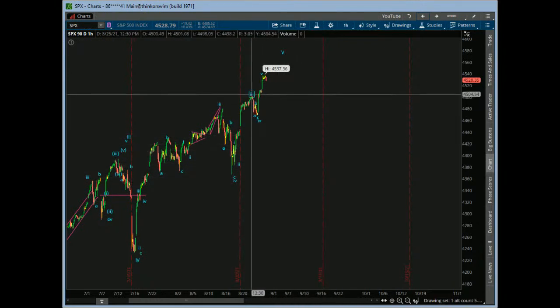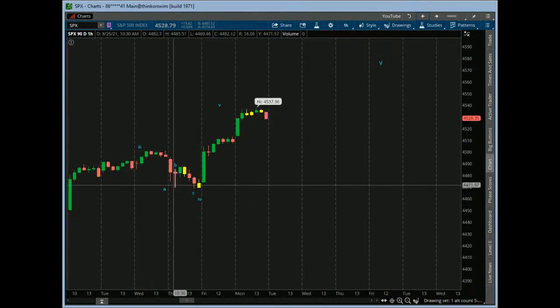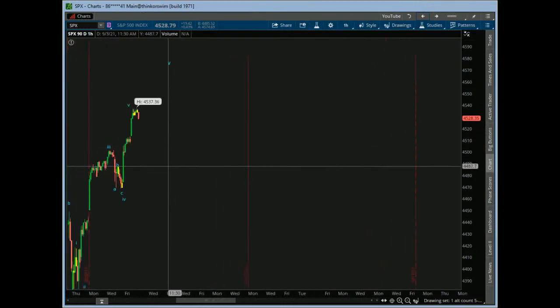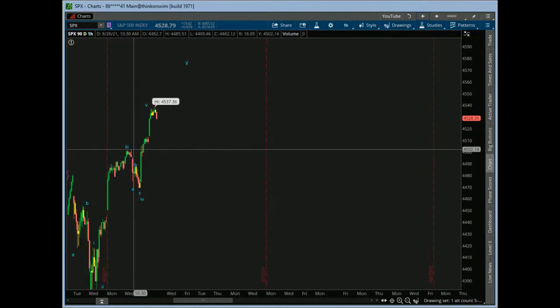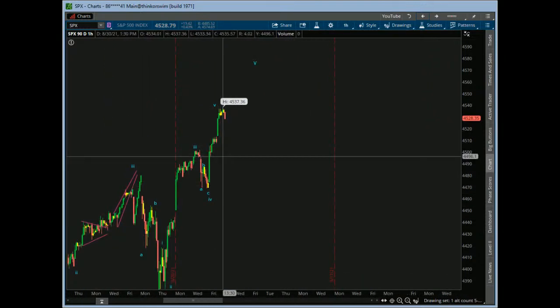So we had this ABC pullback going into it, right? With this ABC move down, and then we had this big push on Friday, which made that ABC go away, right? Because it already took away the top of this. It wasn't going to be an expanded flat. So at that point, we were asking ourselves, okay, is this thing ready to pull back?